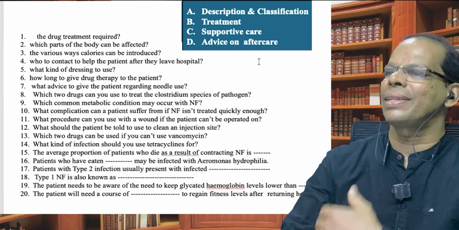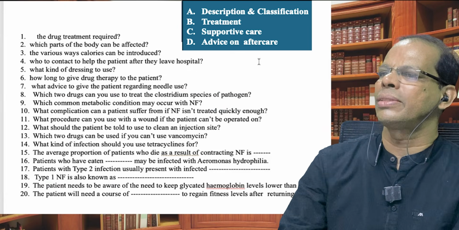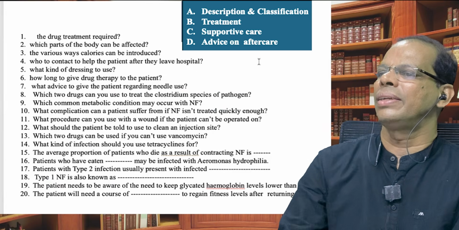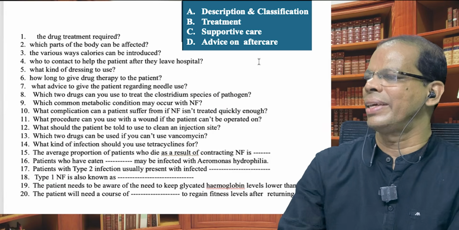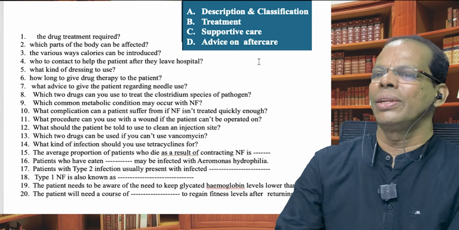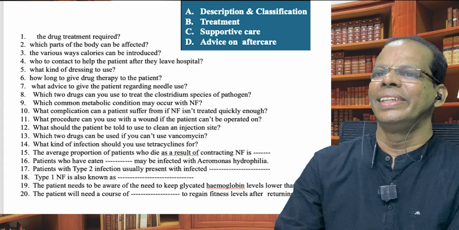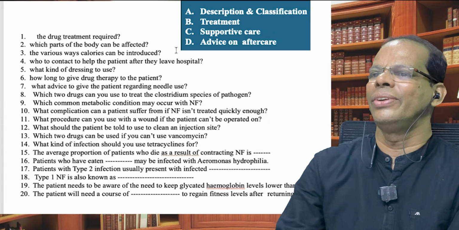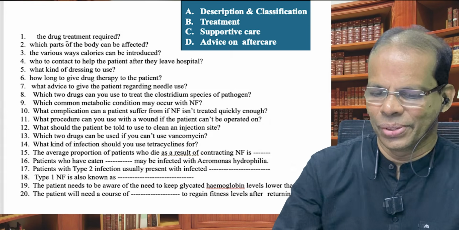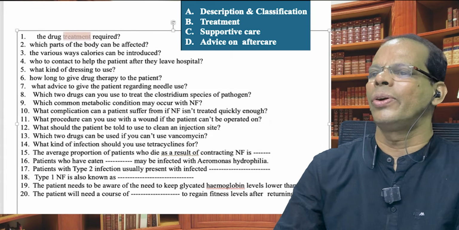So these are the 4 things you should have in your mind: description, classification, treatment, supportive care, advice on aftercare. Now question 1: the drug treatment required. What is the hedging word? Treatment. Immediately you know where it is, right? So B: which parts of the body can be affected?